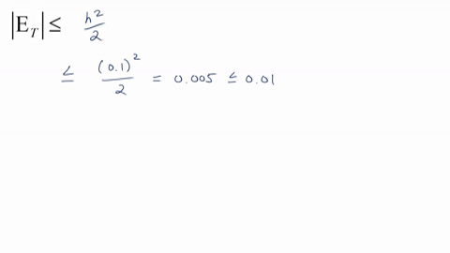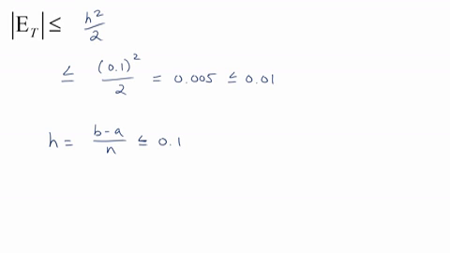Part F, how large must n be? N being the number of subdivisions. How large must n be for h to be less than or equal to 0.1? So we know that h is equal to b minus a divided by n. And we want h to be less than or equal to 0.1. So we'll set that equal to 0.1. Actually, we want b minus a over n to be less than or equal to 0.1.